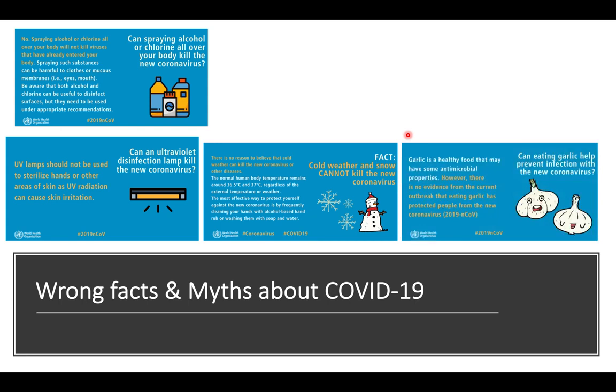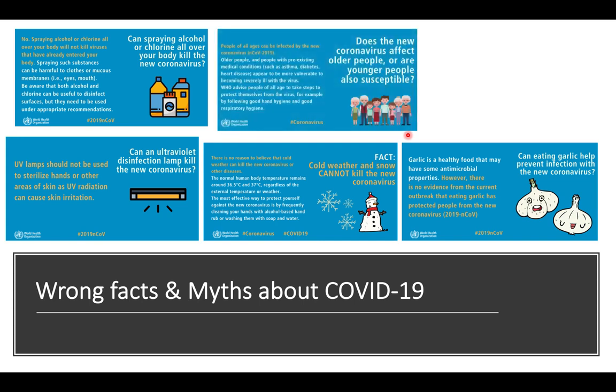People have this idea that eating garlic can help prevent infections. Garlic is a very healthy food and it has high antimicrobial properties, but there is no evidence as of yet that eating garlic can be used to prevent coronavirus. Does coronavirus affect older people or younger people? Every age group is equally affected.